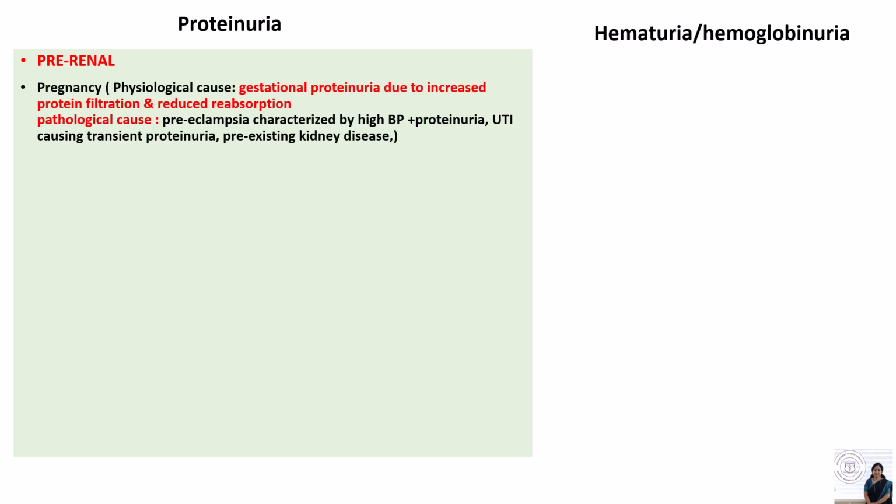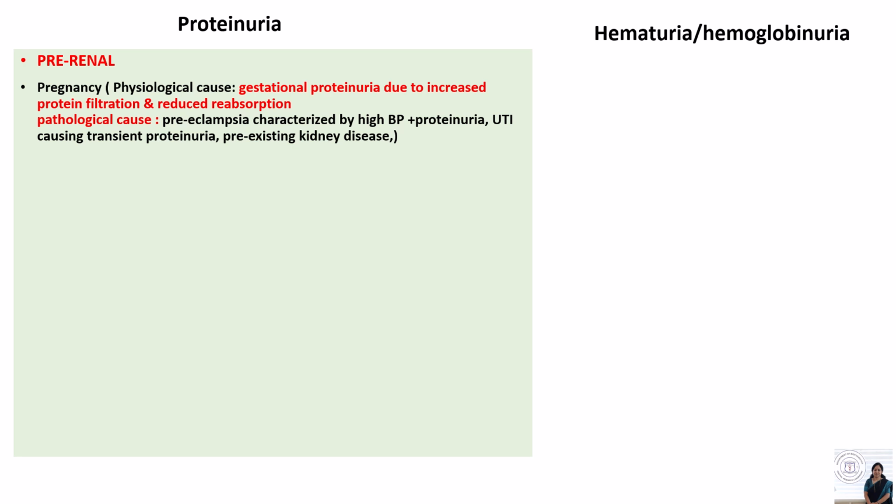Coming to the interpretation part, when proteins are excreted in urine, the condition is known as proteinuria. The causes can be classified as pre-renal, renal, and post-renal. Coming to pre-renal causes, pregnancy: the causes for proteinuria in pregnancy can be classified again as physiological and pathological. Physiological is mainly because of increased glomerular filtration and reduced reabsorption, and the pathological cause is preeclampsia, a condition characterized by increased blood pressure or hypertension manifesting after 20th week of gestation along with proteinuria.